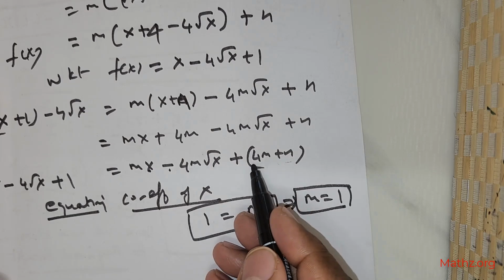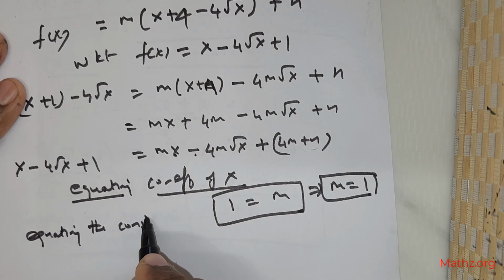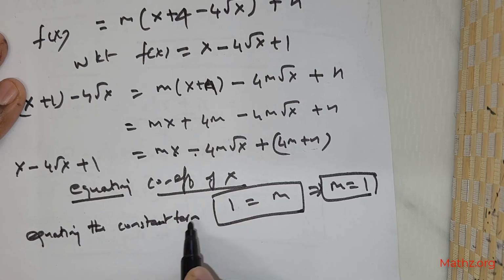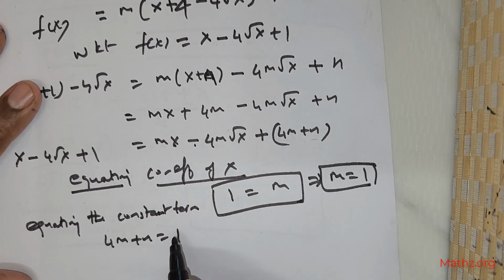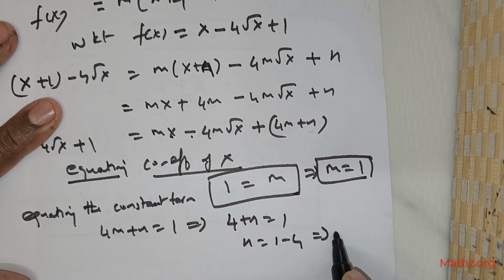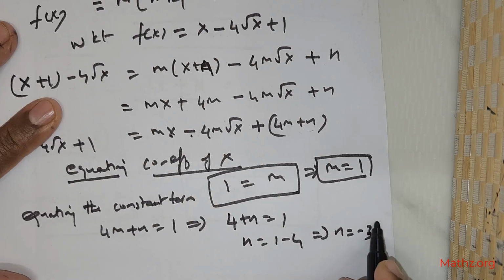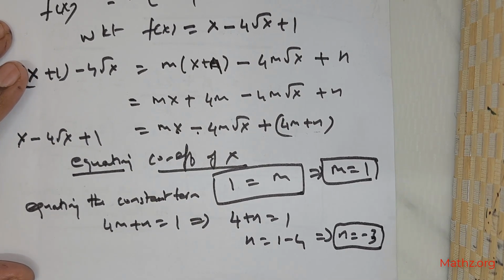Now equating the constant term, what do we get? You get 4m positive n is equal to 1, but m is equal to 1. So this means 4 positive n is equal to 1. So n is equal to 1 negative 4, which means n is equal to negative 3. So we have got the value of m and n. That completes the solution.